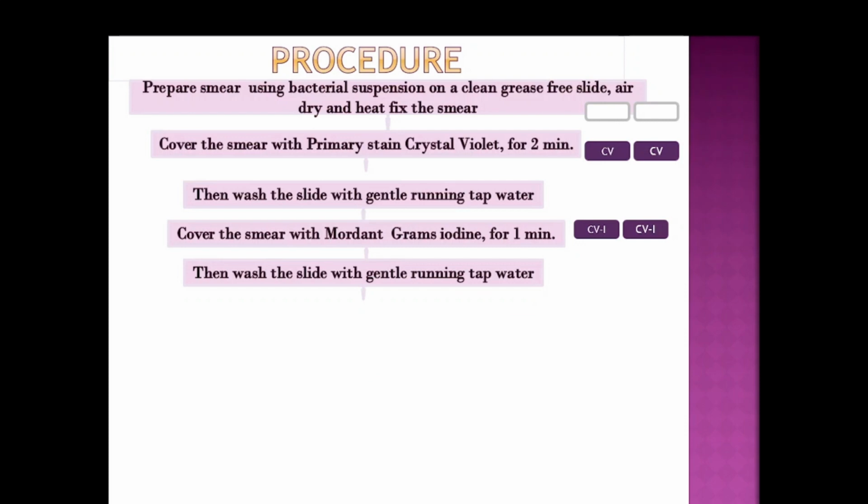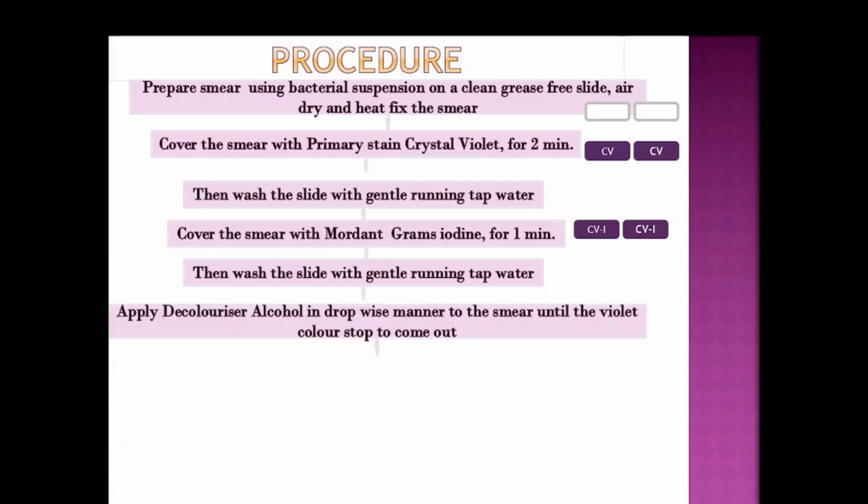After 1 minute of gram's iodine, again we have to wash the slide with gentle running tap water. Then apply decolorizer alcohol in a dropwise manner to the smear until the violet color stops coming out. At the end of this step, differentiation between the gram positive and gram negative started.